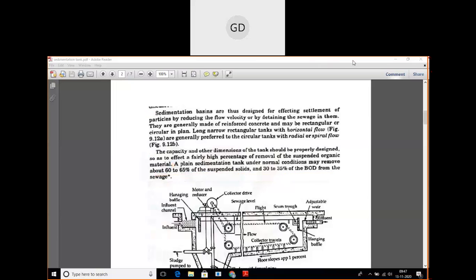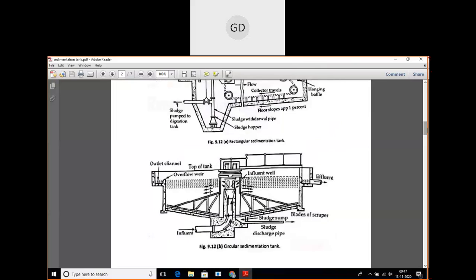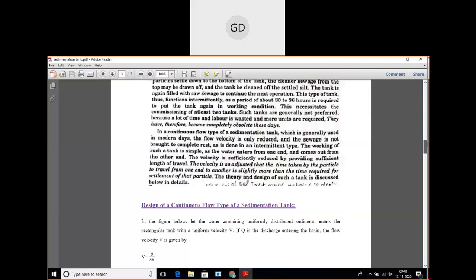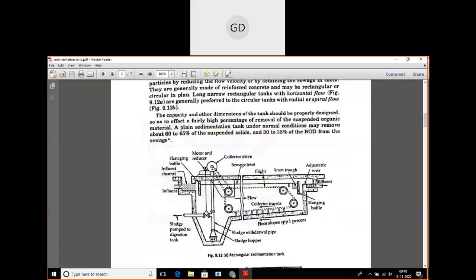So basically, this is the diagram of a rectangular sedimentation tank, and this is a circular sedimentation tank. We have discussed the sedimentation tank. Let me show you one. I have searched one video regarding sedimentation. You first see that video, and I think you will get some idea. After that, we will continue again.